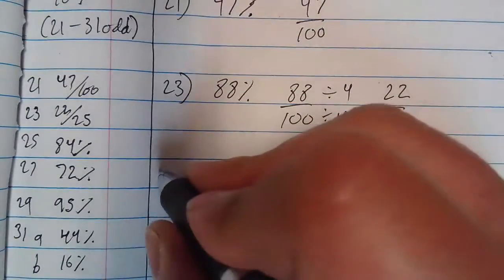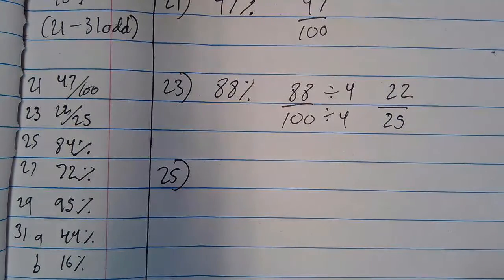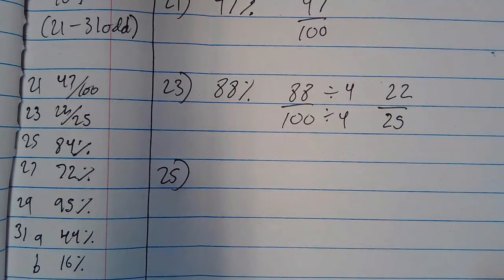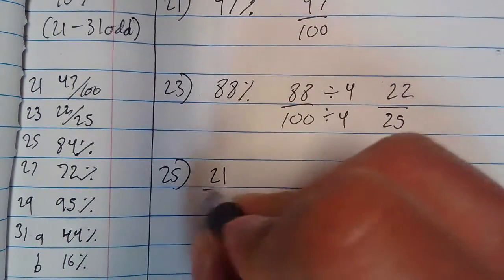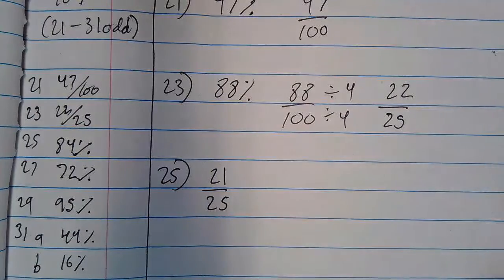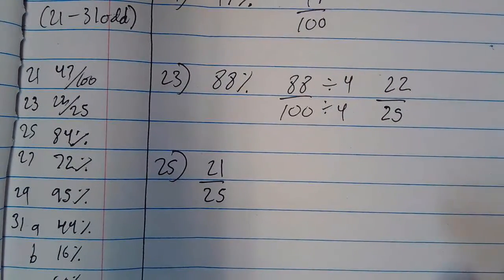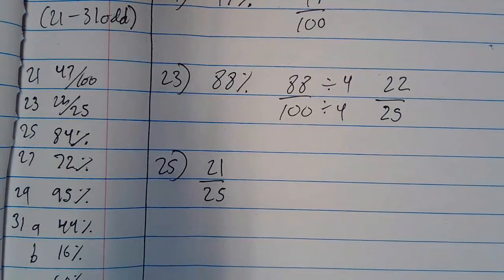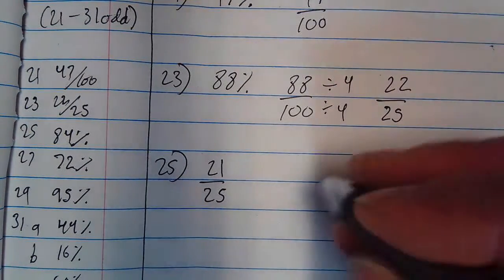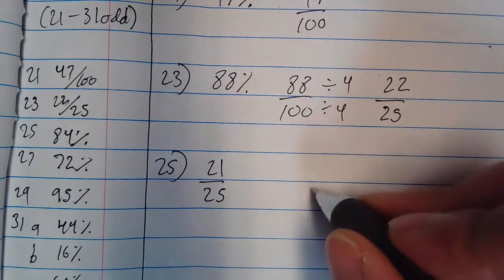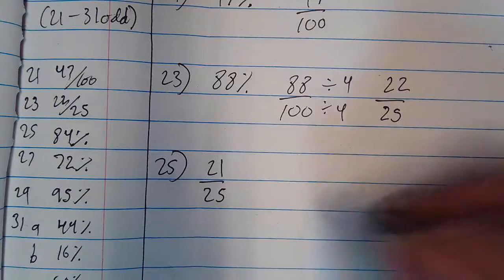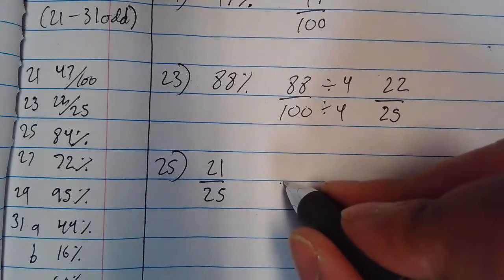All right. 25. We have 21 25ths. Oh, forgot to read the directions first. Write each fraction as a percent. Use a model if needed. All right. 21 25ths. I'm debating whether I should do a model or not. Now, you know what? Let's do the fraction thing first.